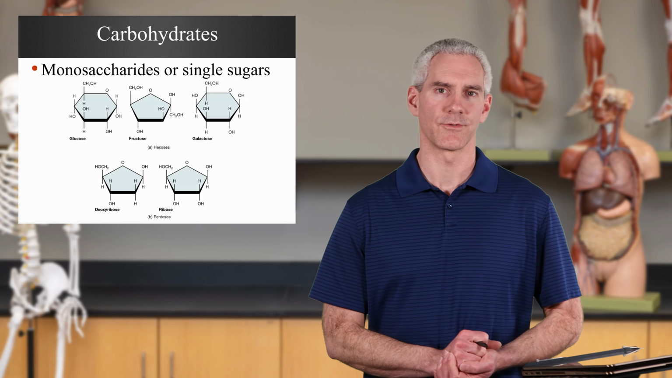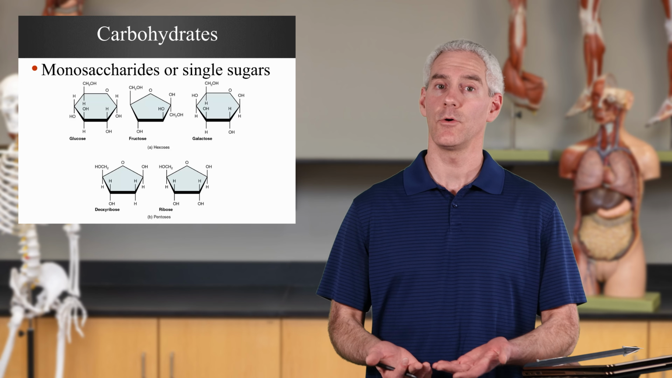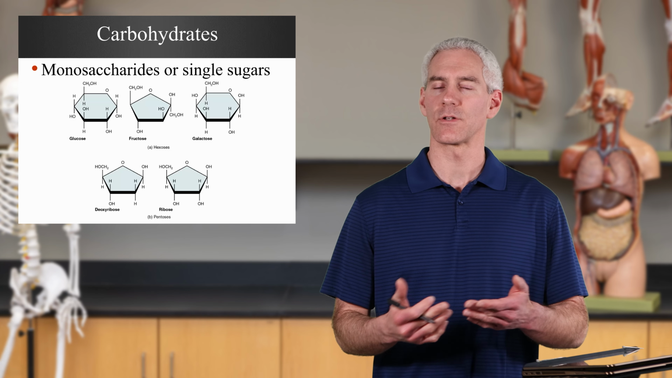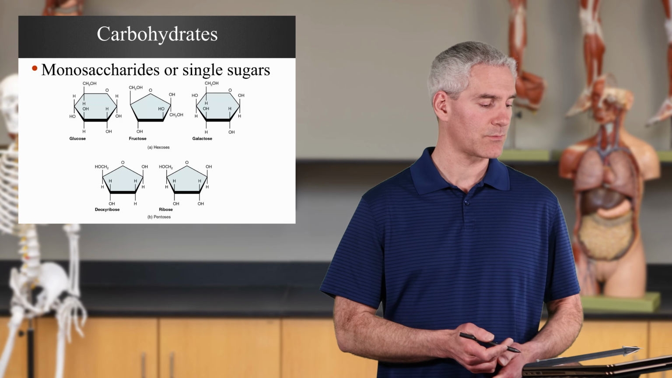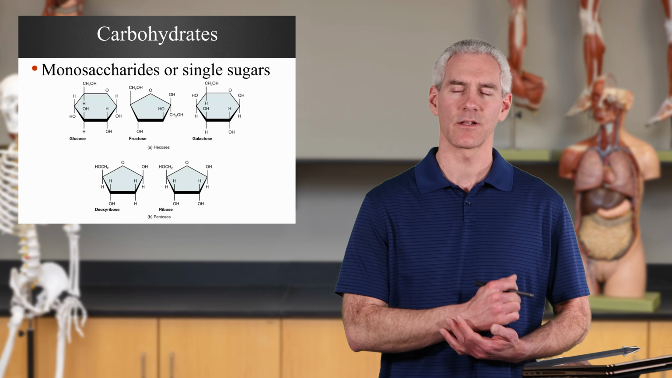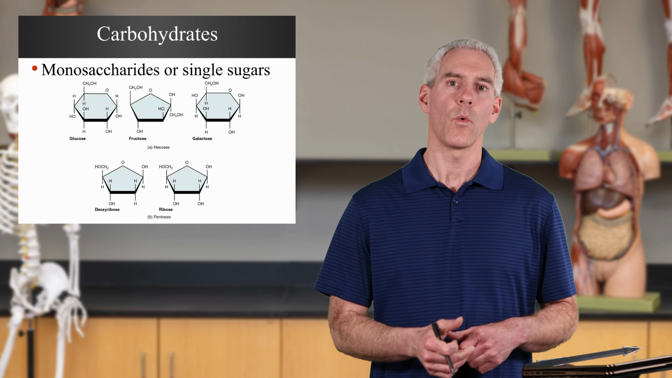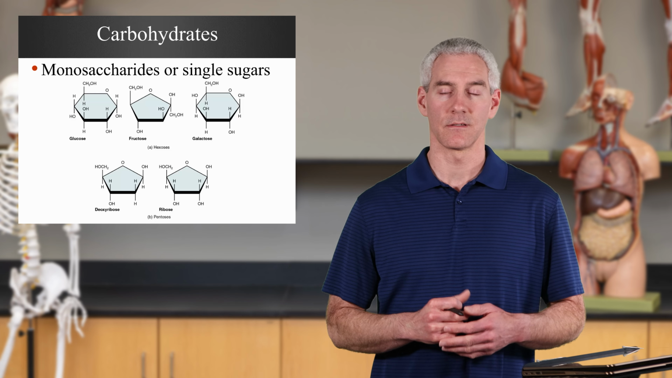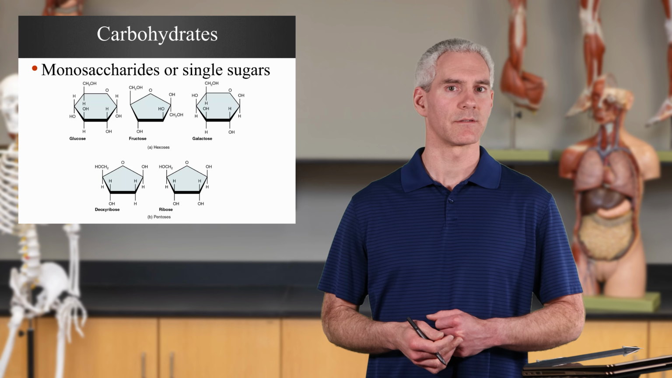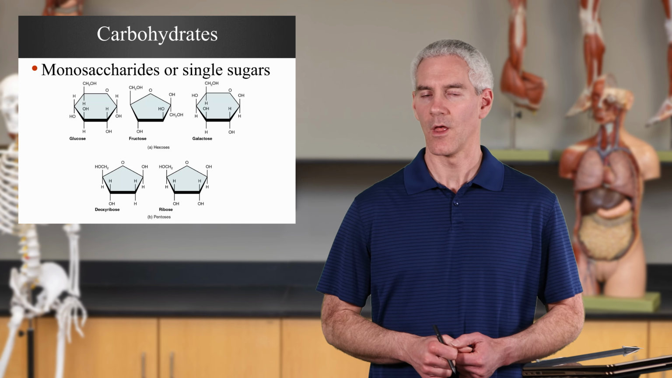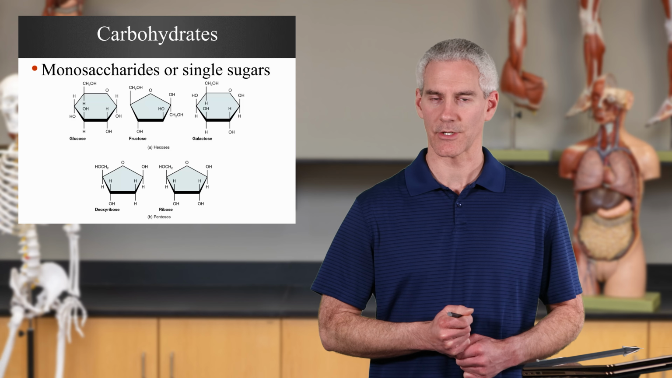So the carbohydrates, the category called monosaccharides. Mono means one, so monosaccharides are one single ring. If you notice, we have glucose, fructose, and galactose here. All have a ring-shaped structure. We have deoxyribose, which is the sugar of DNA, and ribose, the sugar of RNA. But you'll notice they all have one single ring-shaped structure.